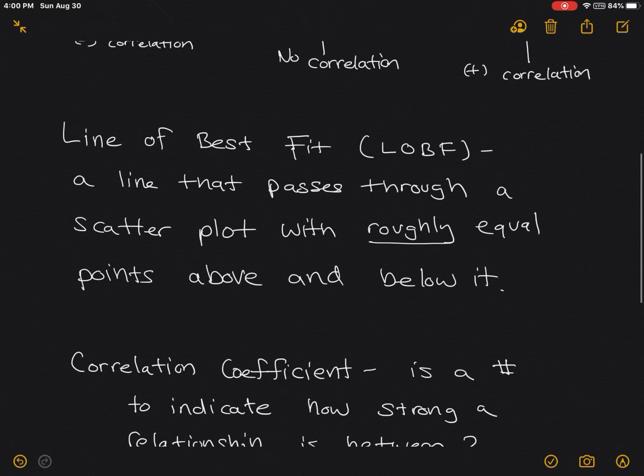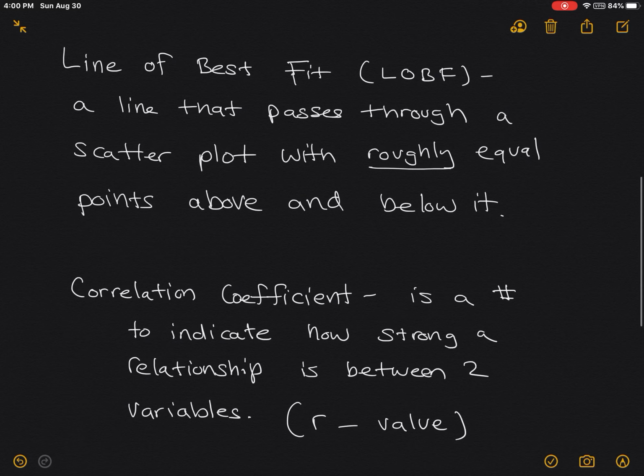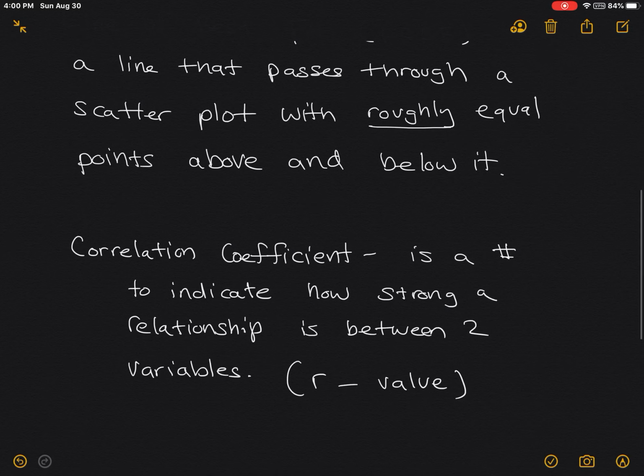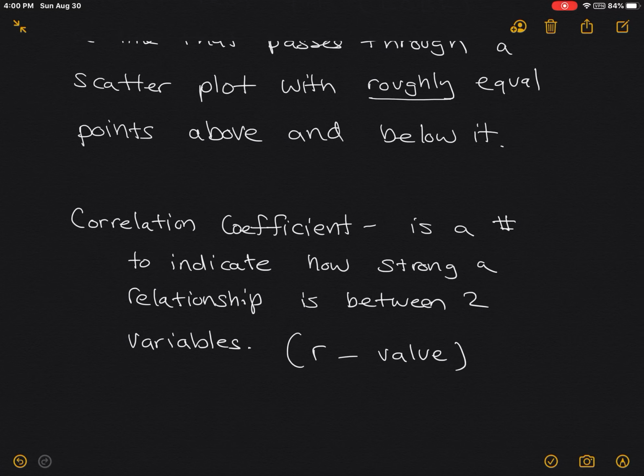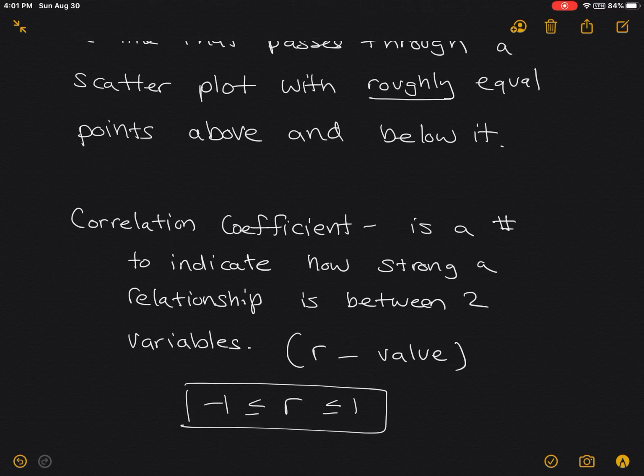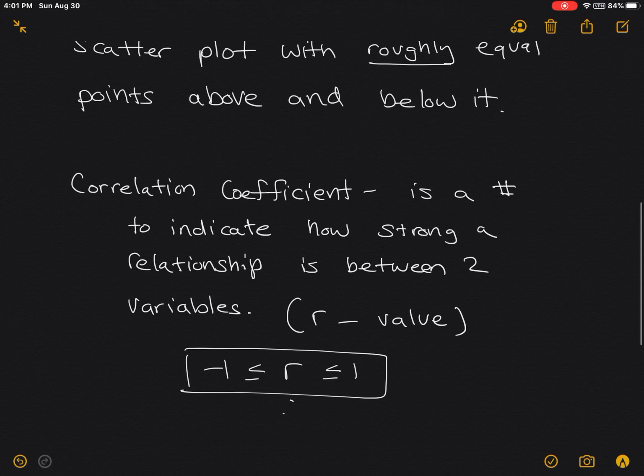All right, the last terminology that I'm going to cover with you guys is called the correlation coefficient. It is a number to indicate how strong a relationship is between two variables. Okay, in this case, our two variables are x and y, and it's your R value. And your R is a number that is between 1 and negative 1. Okay, this is called your correlation coefficient. We call it RCC.